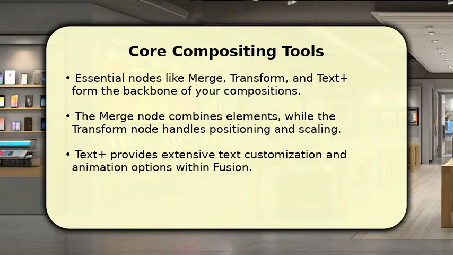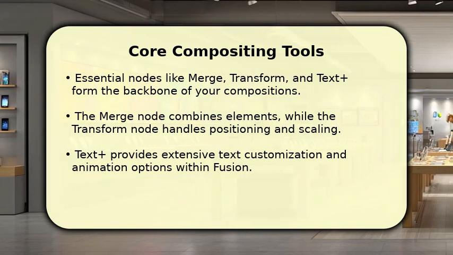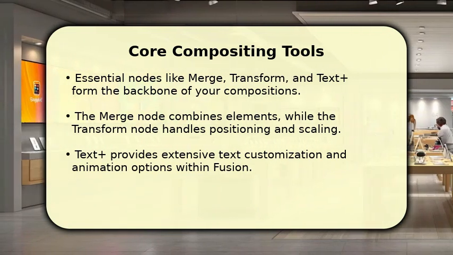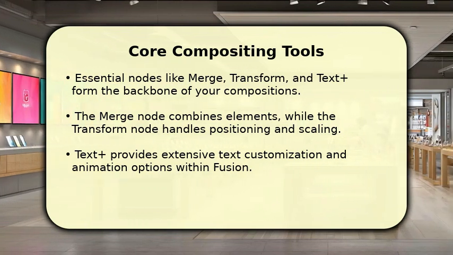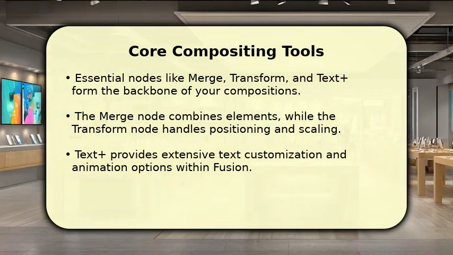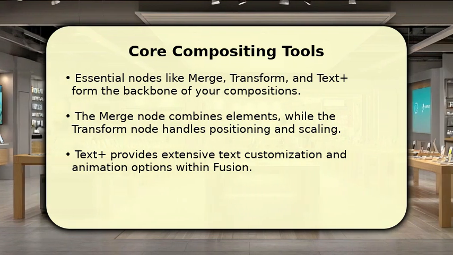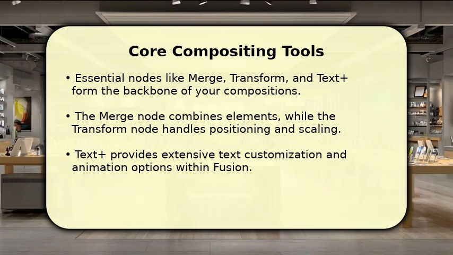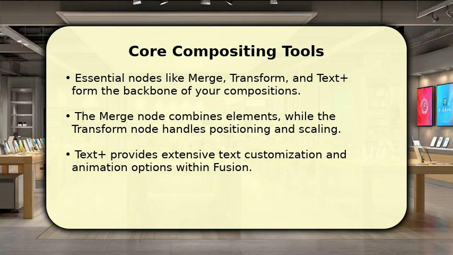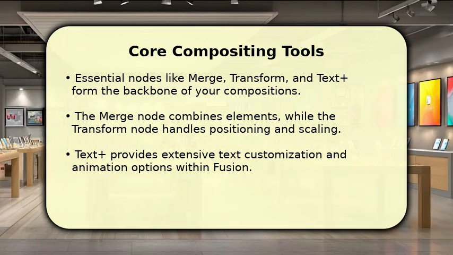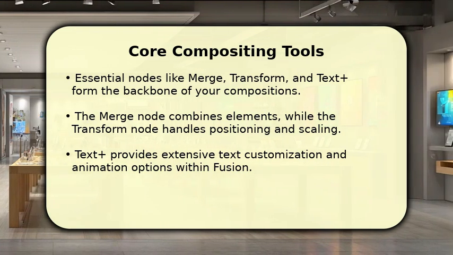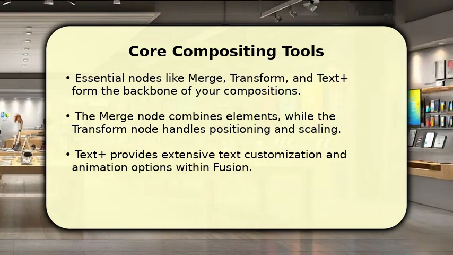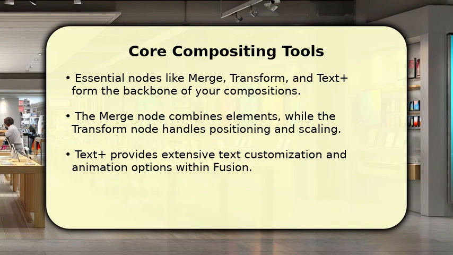Fusion's node library is vast, but you will frequently use core tools like the Merge node, Transform node, and Text Plus for most projects. The Merge node allows you to layer elements, much like stacking layers in After Effects, with various blend modes. The Transform node gives you full control over an object's position, rotation, and size. With Text Plus, you gain powerful tools for creating and animating text, including built-in effects and modifiers.